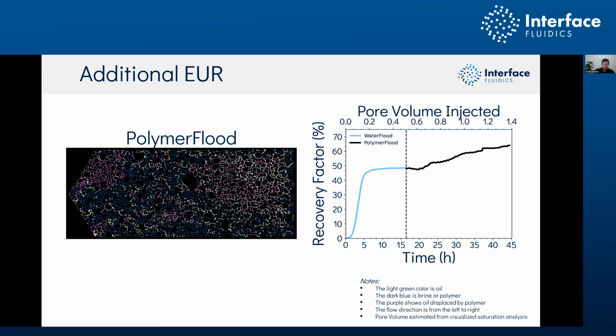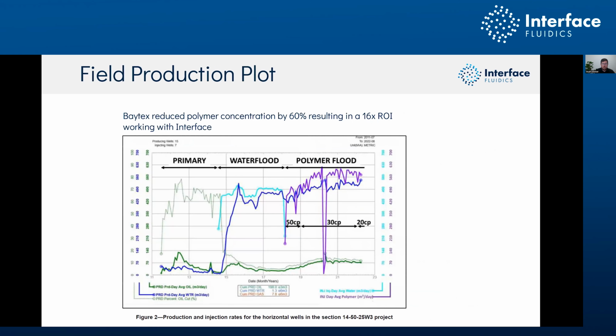Obviously, we did a lot more work here than just what I'm showing you today, but the ultimate result was that Baytex did ultimately reduce their viscosities from 50 centipoise to 30, and then down to 20 centipoise. That's approximately a 60% reduction in their polymer costs. And the actual return on investment working with Interface was approximately 16 times the cost of the project. So this was a no-brainer for them, and they saw significant value in that project.